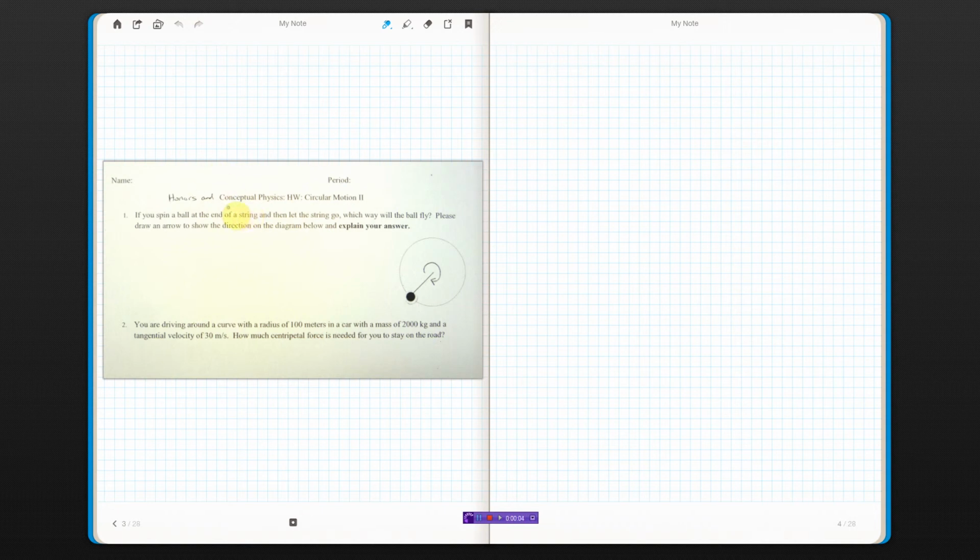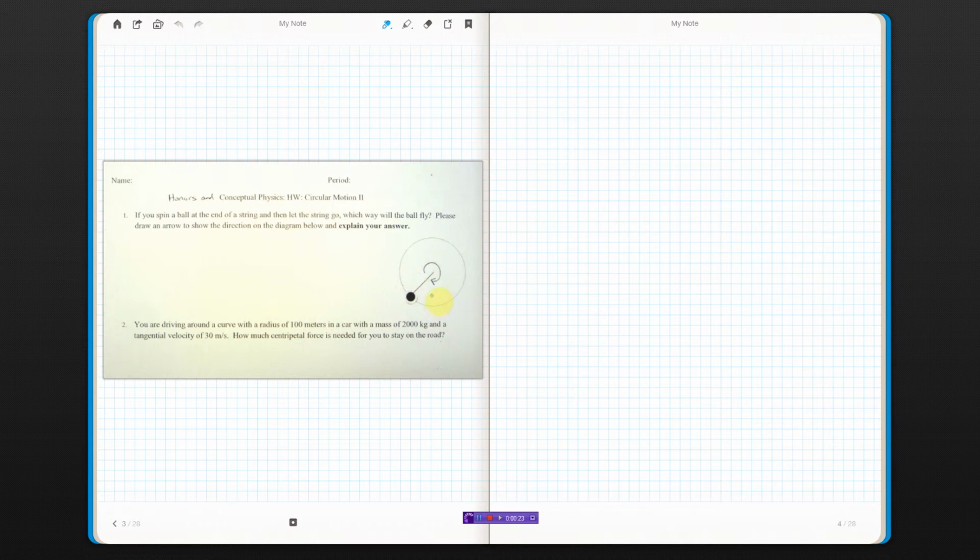This is a walkthrough of Ms. Volkening's physics class worksheets, circular motion number 2. Alright, so first it says, if you spin a ball at the end of a string and then let the string go, which way will the ball fly? Please draw an arrow to show the direction on the diagram below and explain your answer.